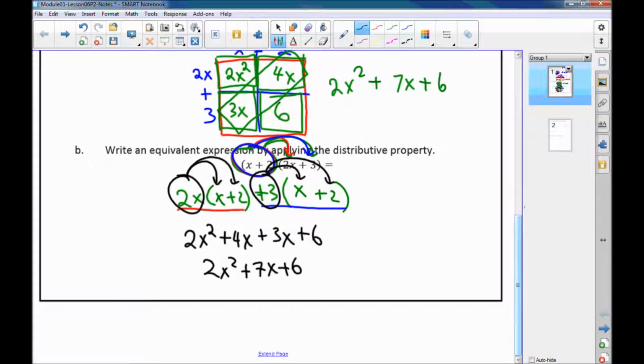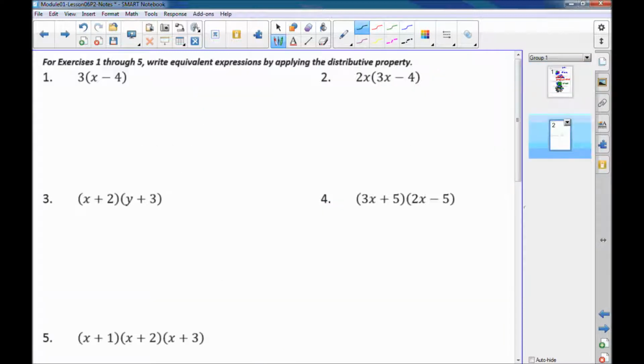All right, let's flip it over and look at the second page. On the second page, we are using the distributive property only, so we're not drawing the pictures this time, to do these. So the first one, I just take the 3 and I distribute it to x.